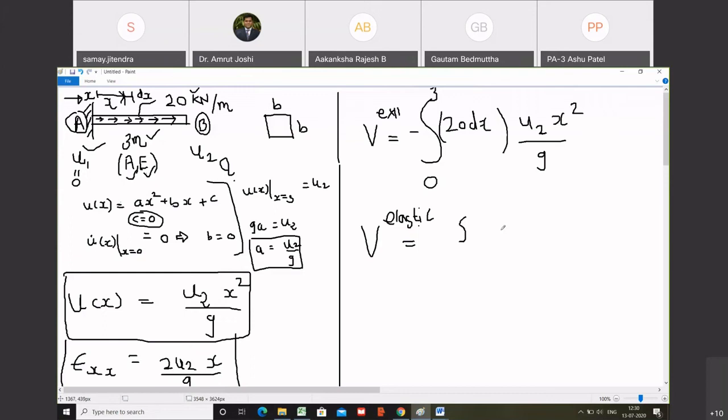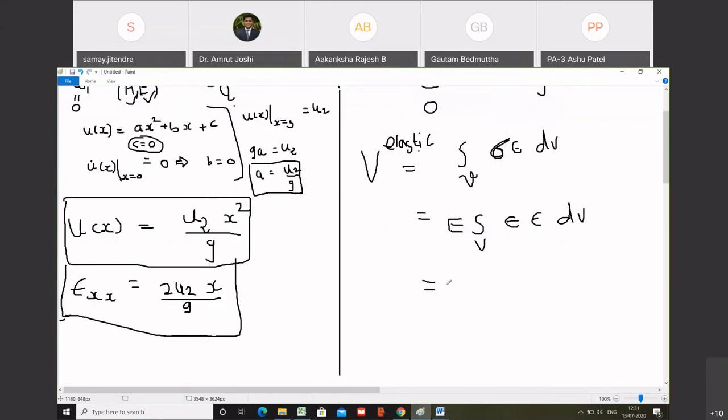Do you agree with me? Stress multiplied by strain, dV over the entire volume. Is it correct? Half is pending. Now this stress we will replace by strain multiplied by E. So the volume integral of strain into dV into E. Am I right?